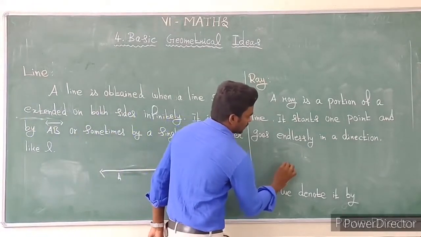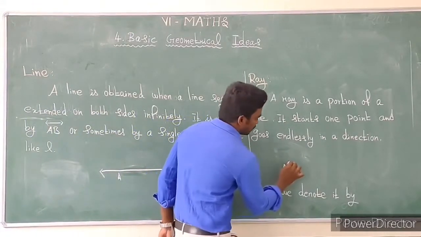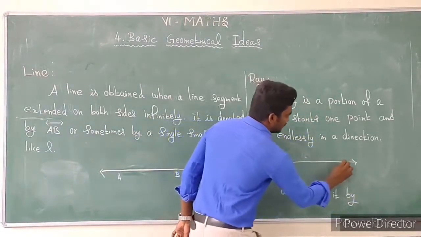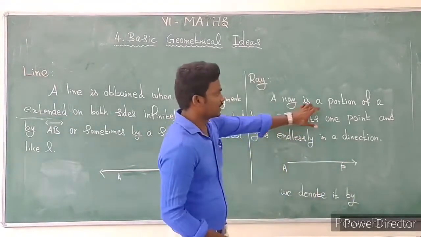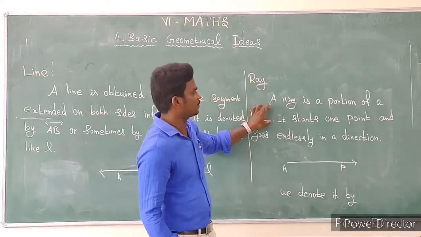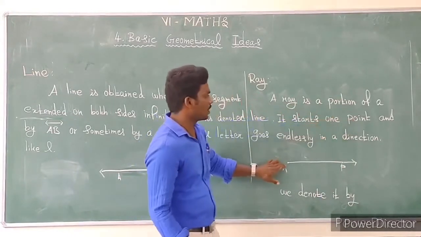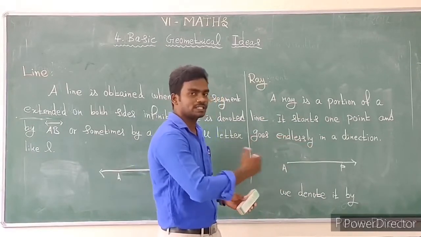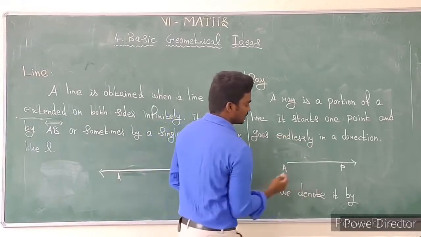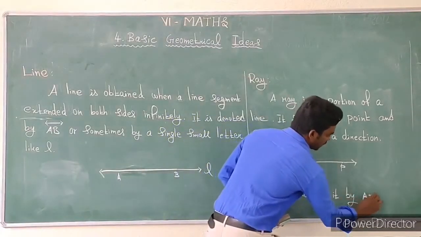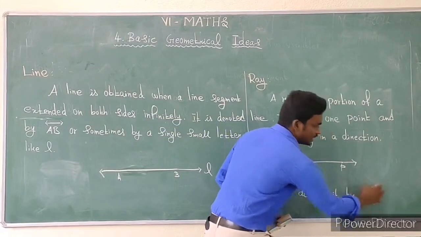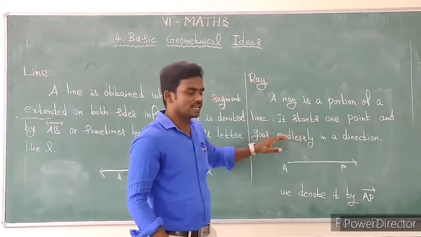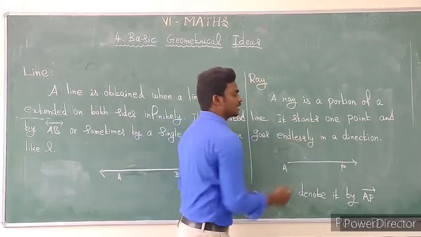Next one is ray. We start at this point A. We know this is a point. Starting from A, it goes endlessly in one direction. This is called a ray AB. A ray is a portion of a line. It starts at one point and goes endlessly in any one direction, right side or left side. We denote it by AB with the ray symbol. So this is called ray AB. A ray is a portion of a line which starts at one point and goes endlessly in a direction.